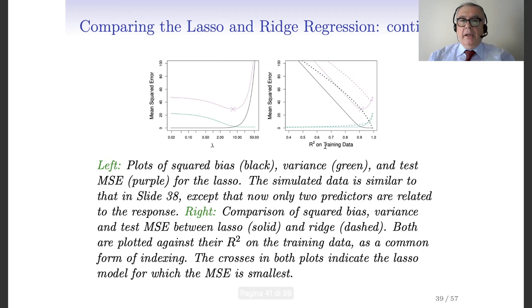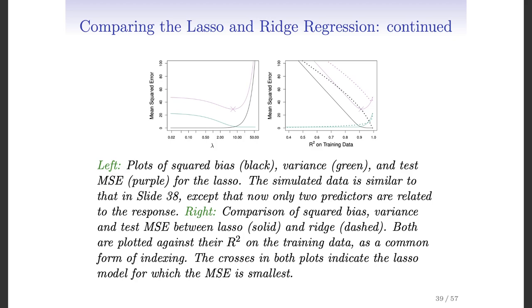Let's see another comparison. And in this comparison, instead, it is the lasso that is doing better. So here again, I have the plots of the squared bias, black, variance, green, and mean squared error on test data, purple. And here I have the comparison with the same criterion as before. I'm using R squared on the training data as a common x-axis for the two methods. And now I can see that the mean squared error for the ridge regression is this dotted line, and it is above the one that I can achieve with the lasso.